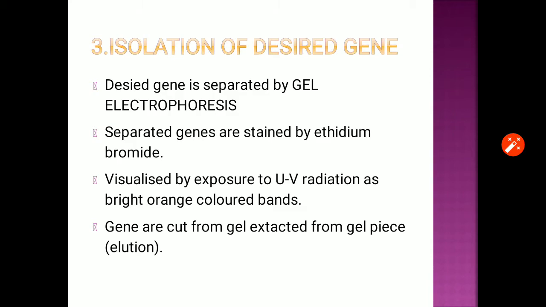Now we'll cut the desired gene from the gel and extract it from the gel piece. First we'll cut the gel piece, take it out, and then separate the desired gene from the gel piece. That process is termed elution.